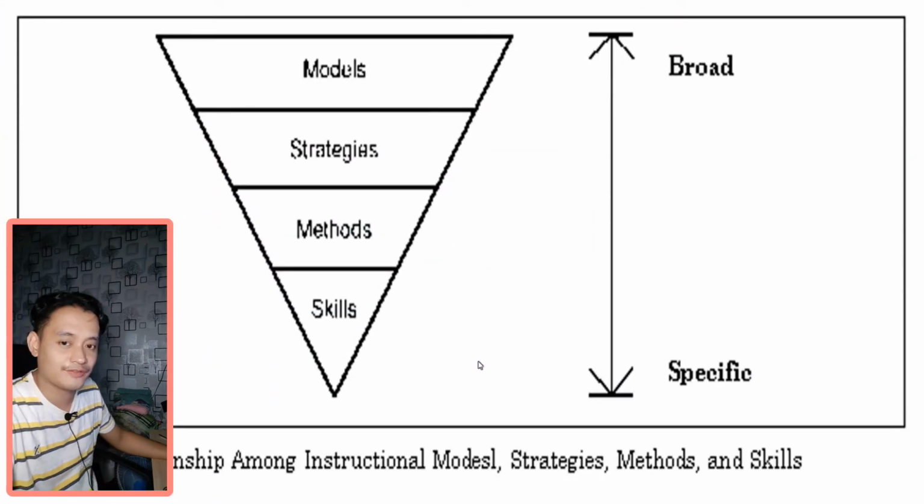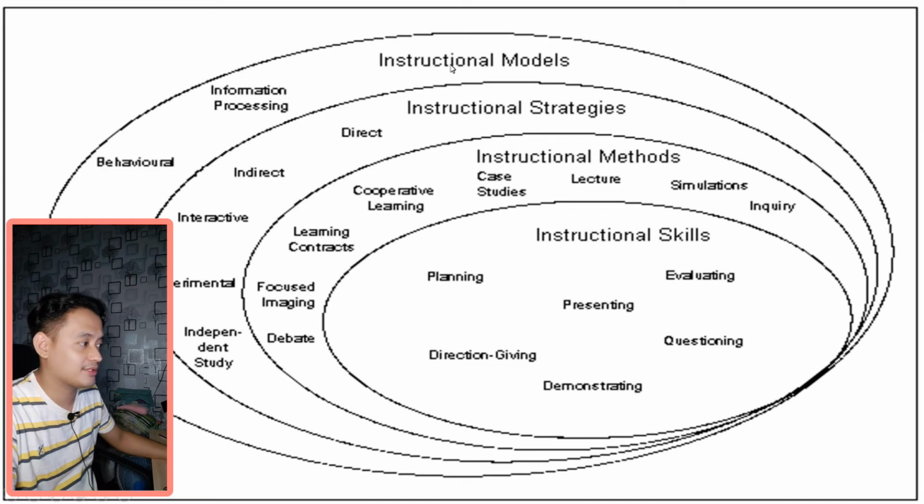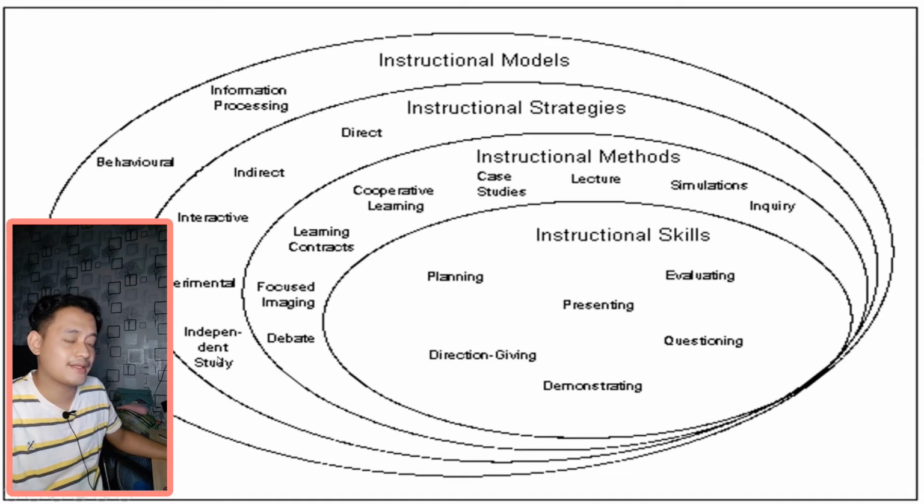This is the diagram I was talking about. So we have the skills, methods, strategies, and models, from the broadest to the most specific. And speaking of the following, okay, these are the instructional models inside this portion of the diagram. Instructional models include information processing, behavioral, social interaction, and personal. And then instructional strategies. What kind of strategy does a teacher often use? It can be direct, indirect, interactive, experiential, or independent study.